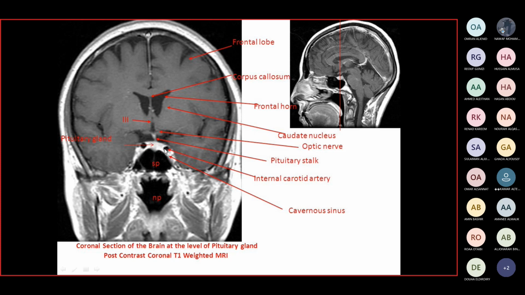Lateral to the pituitary gland we have the cavernous sinus. The most prominent structure that could be seen in this area is the internal carotid artery. The pituitary gland is connected to the optic chiasm by this infundibulum or pituitary stalk. The pituitary gland is located in this area, the sella turcica. MRI is very poor in demonstration of the bone. This is a coronal MRI, a coronal section of the brain at the level of the pituitary gland.